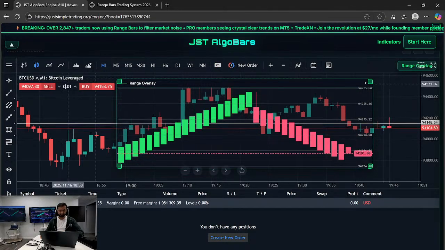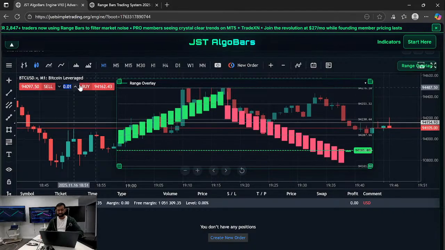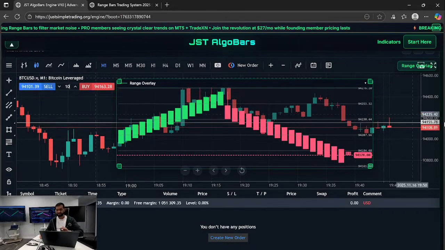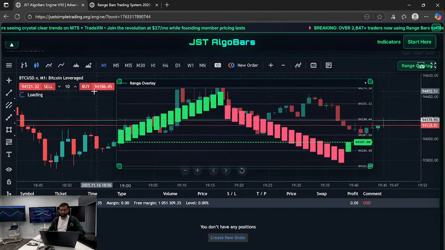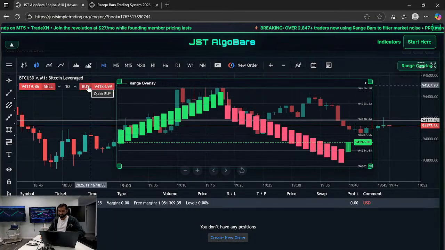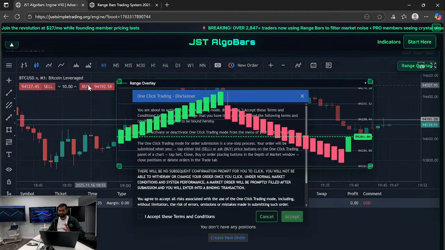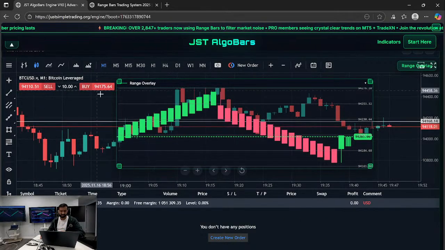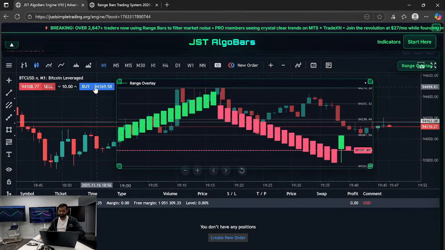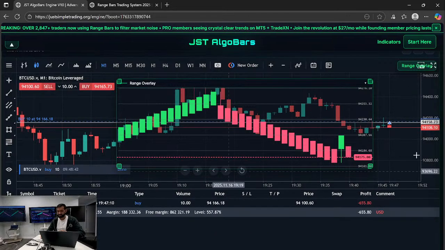Right here on the reversal, I'm going to do a trade. You guys see how the range bars are red right now? As soon as it goes green, there we go. It's going green right now, so I'm going to enter this buy trade. All right, I just entered this buy trade.